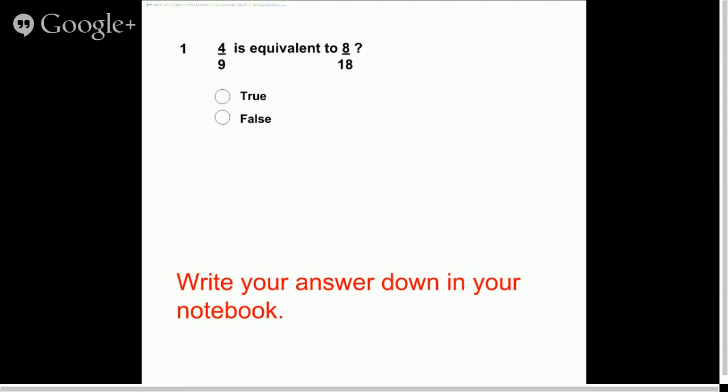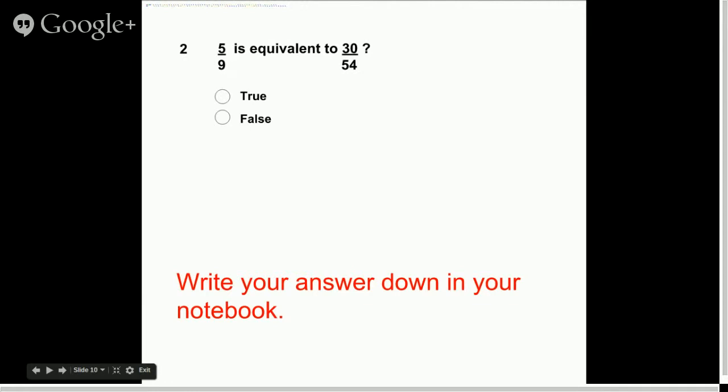All right, the correct answer is true. 4 times 2 is 8. 9 times 2 is 18. So by using the first method, you can tell that they're equivalent. Or you could do the cross product. 4 times 18 is 72, and 9 times 8 is also 72. So this is true.